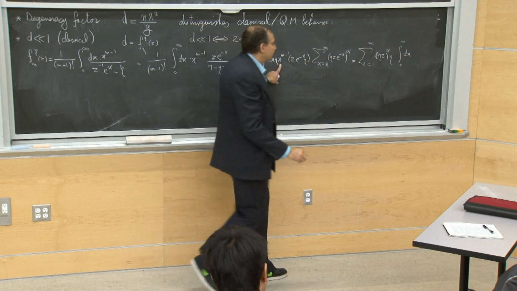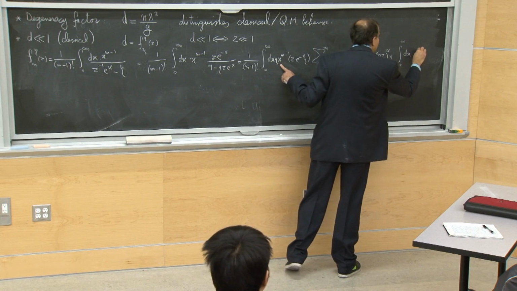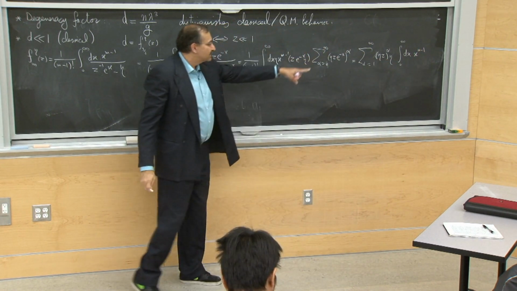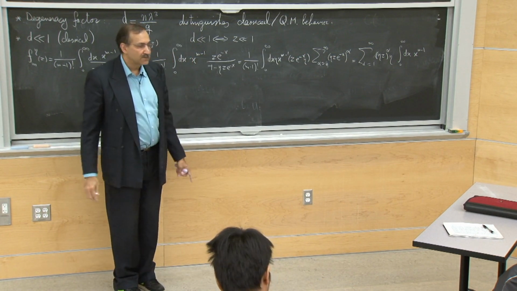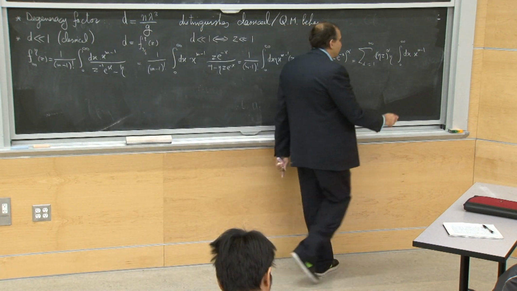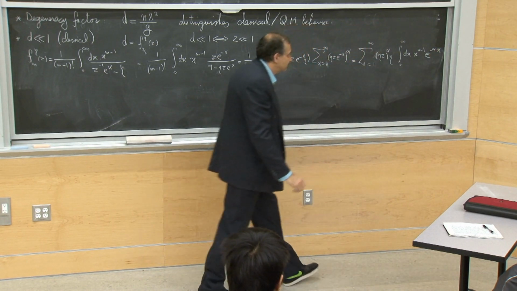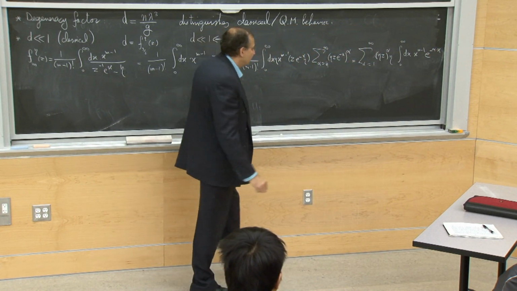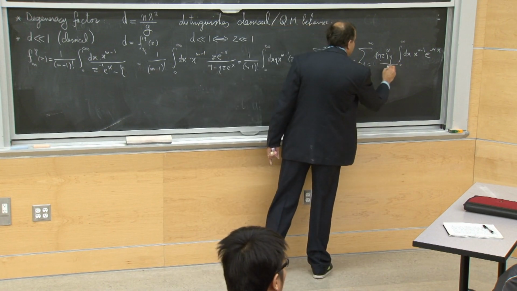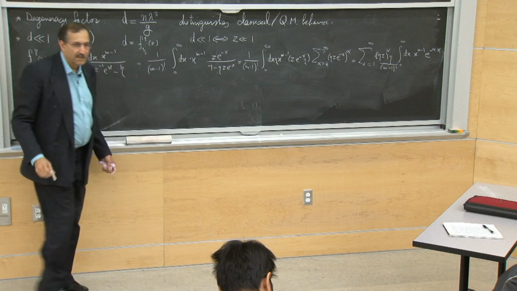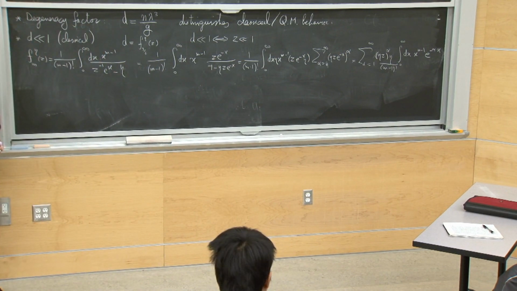X to the m minus 1. I didn't write e to the minus x to the alpha because I pulled it out of the integration. I will write it now, e to the minus alpha x. And I didn't write the 1 over m minus 1 factorial. Okay?